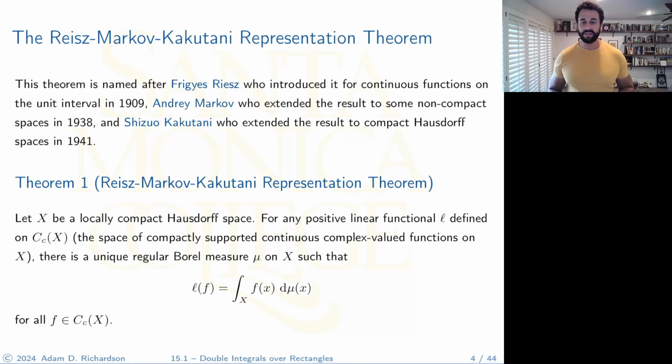Well, there's this really important theorem called the Riesz-Markov-Kakutani representation theorem. It's named after Frigyes Riesz, who introduced it for continuous functions on the unit interval back in 1909. It's also named after Andrei Markov, who extended the result to some non-compact spaces in 1938. And it's also named after Shizuo Kakutani, who extended the result to compact Hausdorff spaces in 1941.